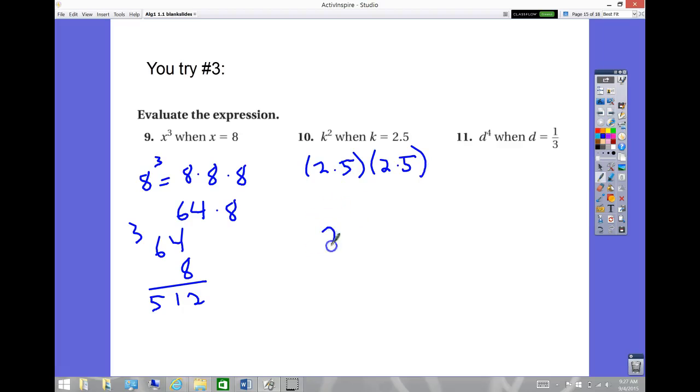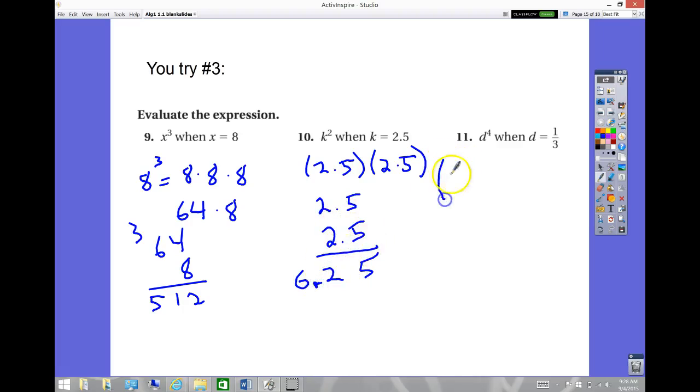If I'm going to multiply 2.5 times 2.5, does anybody know what 25 times 25 is? You might. If you do, you'll say it's 625. We don't get 625 because we actually had 2.5 times 2.5. We need to move the decimal place over 1 and 2. So it's 6.25. And d to the 4th when d equals 1/3.